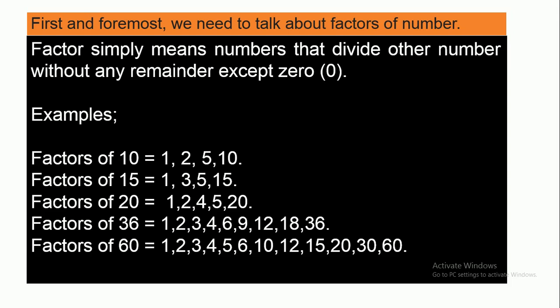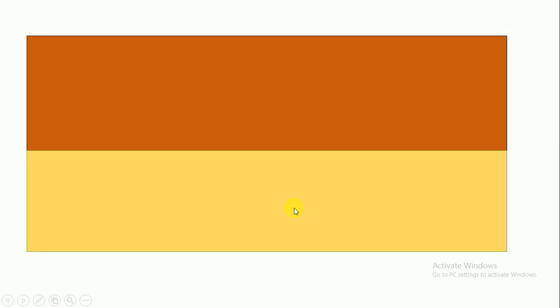Moving on to the factors of 60, we have 1, 2, 3, 4, 5, 6, 10, 12, 15, 20, 30, 60. So you should be able to justify that all these are factors by dividing 60, and you will observe that they all go straight in 60 with the remainder 0. So this is what we mean by factors of a number.